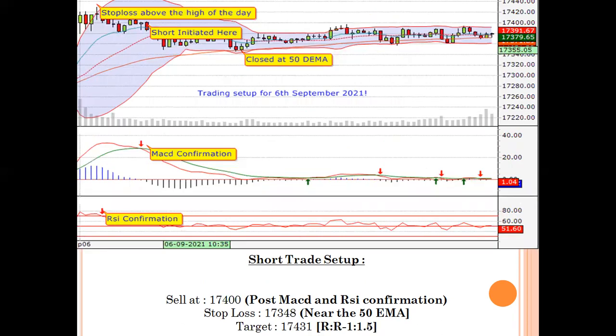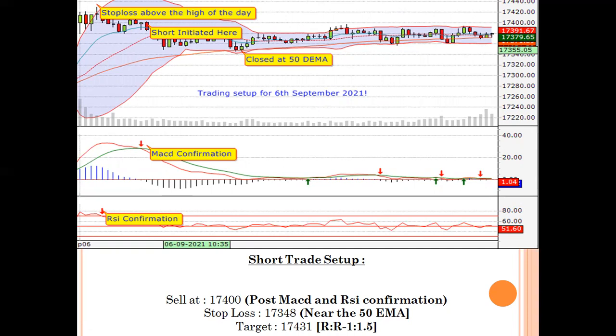Another example for 6 September. Again, a short trade setup. Now, RSI, MACD check, short initiated, stop loss above the high of the day, getting out at 50 DEMA. Perfect, right? So if you see here, the market never went below 50 DMA. Sometimes, just because we are in a bullish trend, it's taking support at 50 DEMA and then going sideways or moving up. In a bearish market, the conditions would be very different, right? But whatever it is, you have to understand that this is how a trade has to be taken.